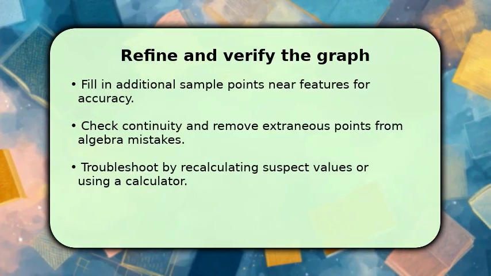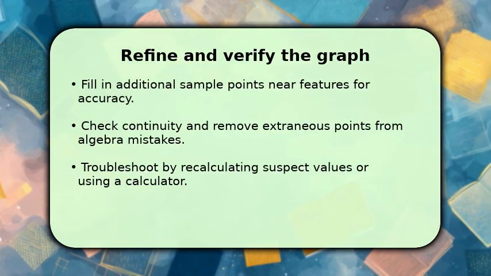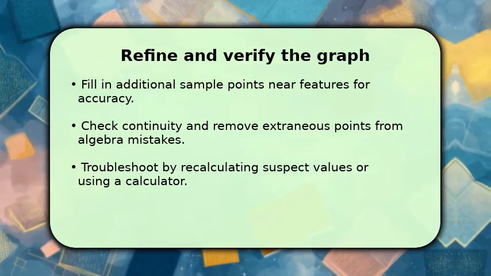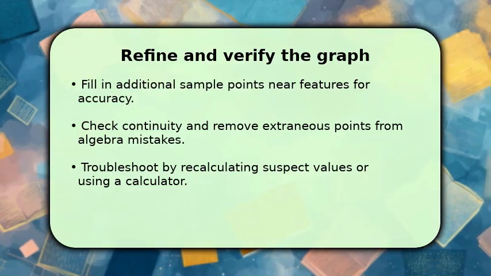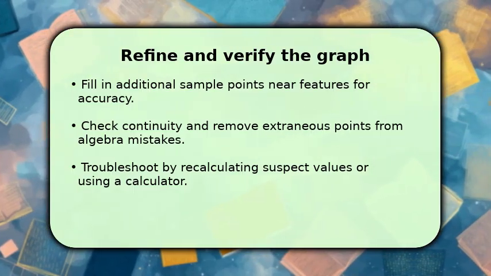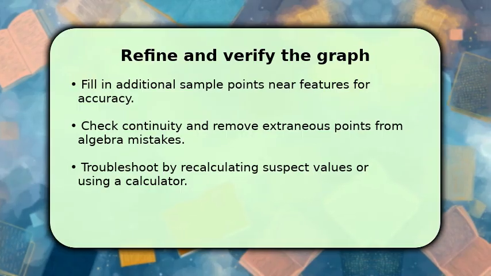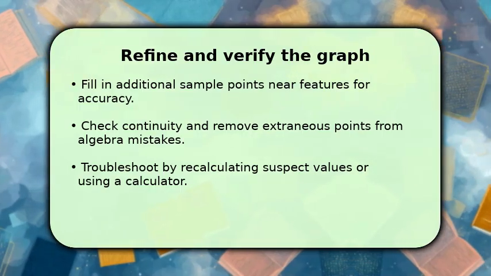Add several sample points near asymptotes, roots, and turning points to confirm the curve's path. Verify continuity and remove any plotted points that come from algebraic errors. Recompute if a value looks off. Once done, label axes, scales, and notable points so the graph communicates clearly.